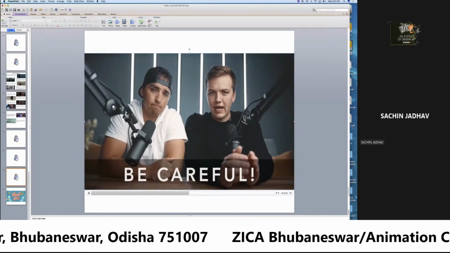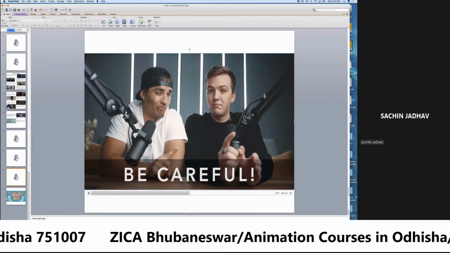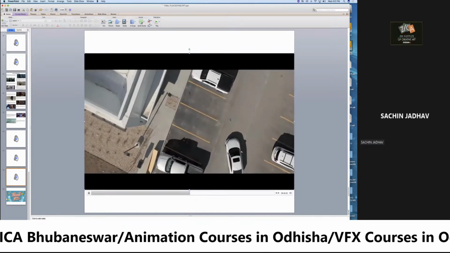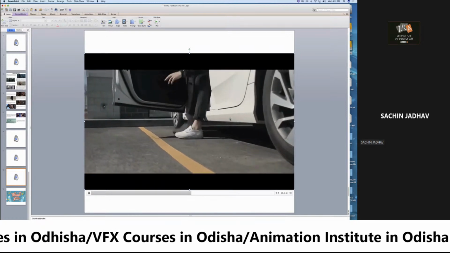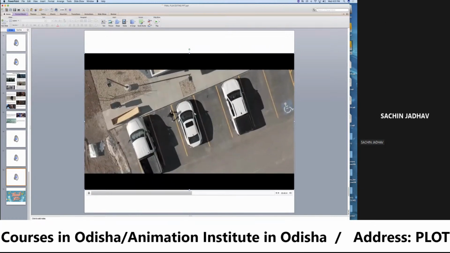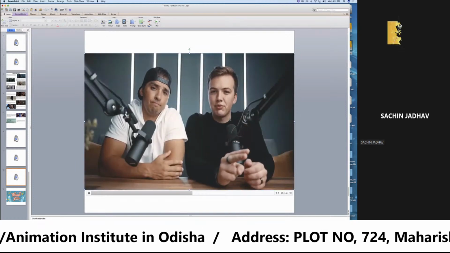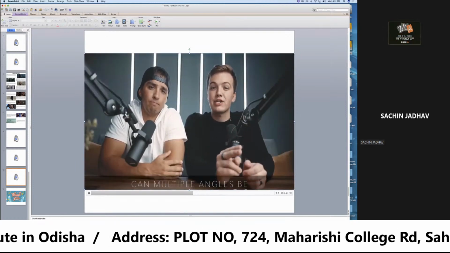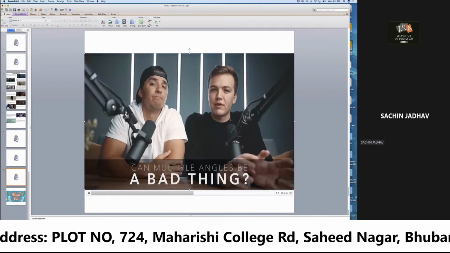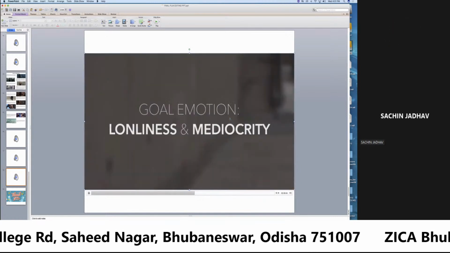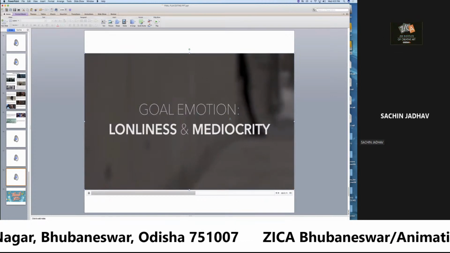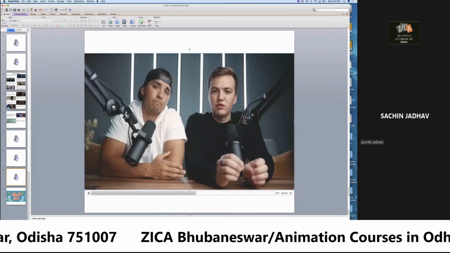Be careful though, adding more camera angles isn't always better. Before you start shooting extra camera angles for your scene, first ask yourself, does this angle add or take away from the story and emotion I'm trying to convey? Let's look at a second example where multiple camera angles would actually distract from the story rather than add to it. In this scene, let's say we're trying to portray an emotion of loneliness and mediocrity. Here's our first attempt at this scene, filmed with multiple camera angles.